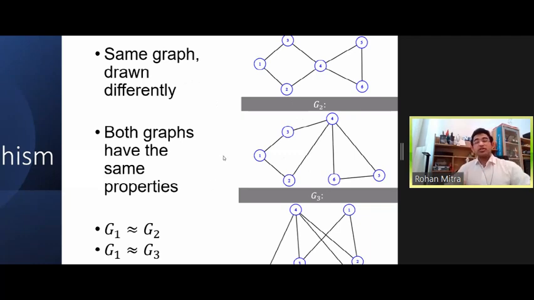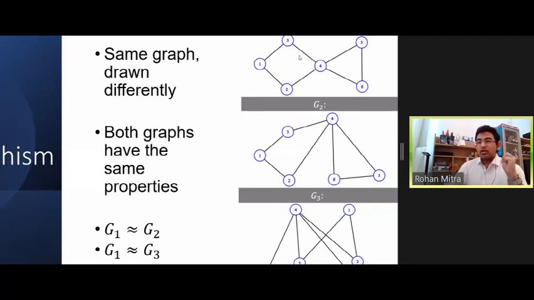Now the good thing about isomorphism is that both the graphs will have the same properties. Now I'm not going to get into all the details of the properties, but by definition of isomorphism, graphs have to have the same properties if they're isomorphic. Okay. Now, clearly G1 and G2 are isomorphic. I just moved the nodes around.